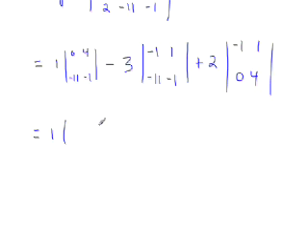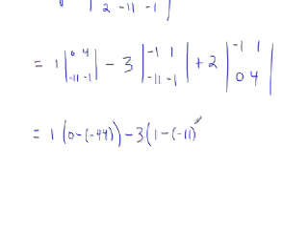And now we'll evaluate this expression. This would equal 1 times this determinant, 0 minus negative 44, minus 3 times the determinant, positive 1 minus negative 11, plus 2 times the determinant, negative 4 minus 0.